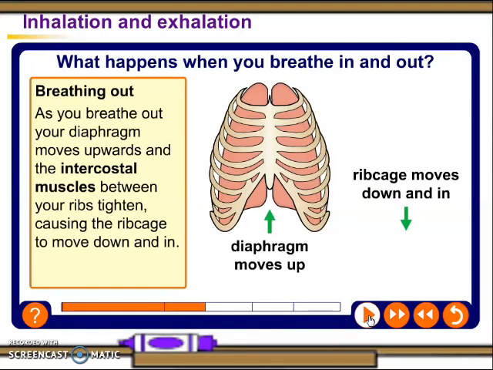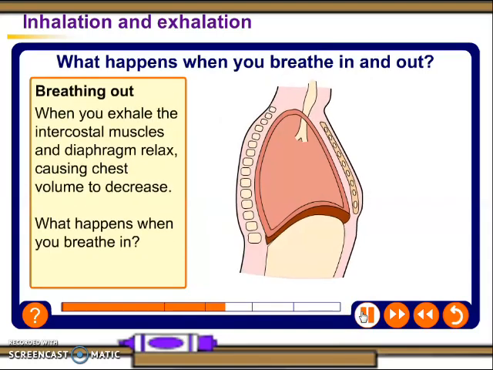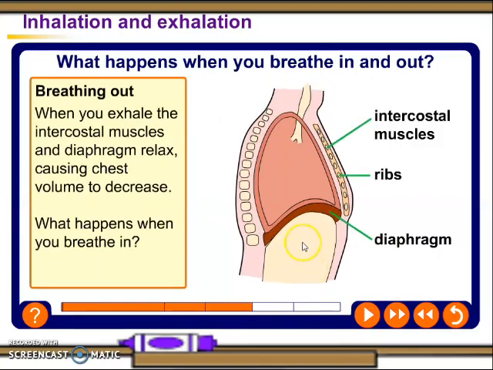Breathing out. As you breathe out, your diaphragm moves upward and the intercostal muscles between your ribs tighten, causing the ribcage to move down and in. When you exhale, the intercostal muscles and diaphragm relax, causing chest volume to decrease.